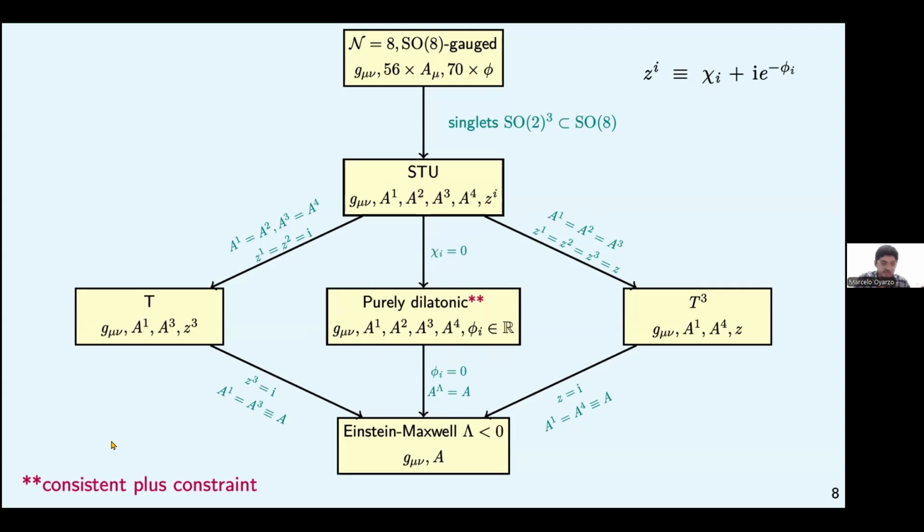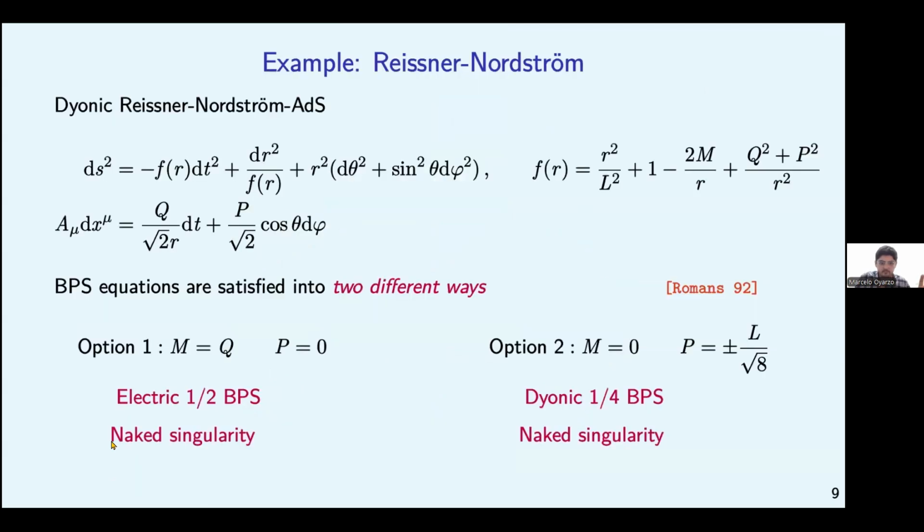negative cosmological constant, essentially. So I will give you an example in this theory, Einstein-Maxwell with negative cosmological constant. And the example is the dyonic Reissner-Nordström AdS. I will consider the spherical case. So we have a parameter M, which in this case is related to the mass. Q and P are the electric and magnetic charges. So this is the gauge vector.